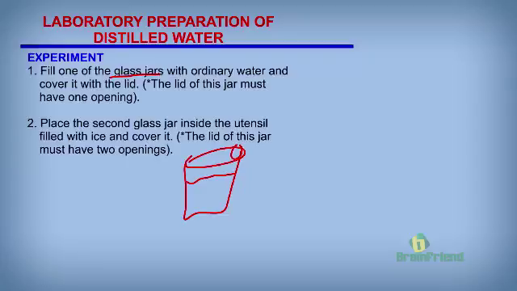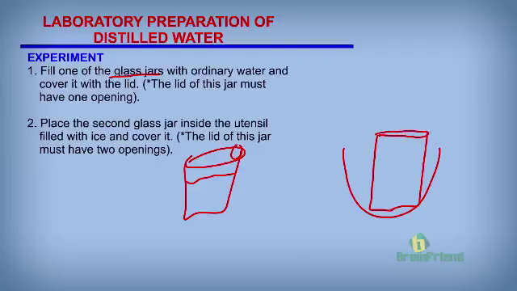Now, you place the second glass jar inside the utensil, or say just a bowl, that is large enough to hold it. So we have another glass jar inside an utensil or a bowl, with a lid as well. But this lid must have 2 openings for a good reason. Must have 2 openings.